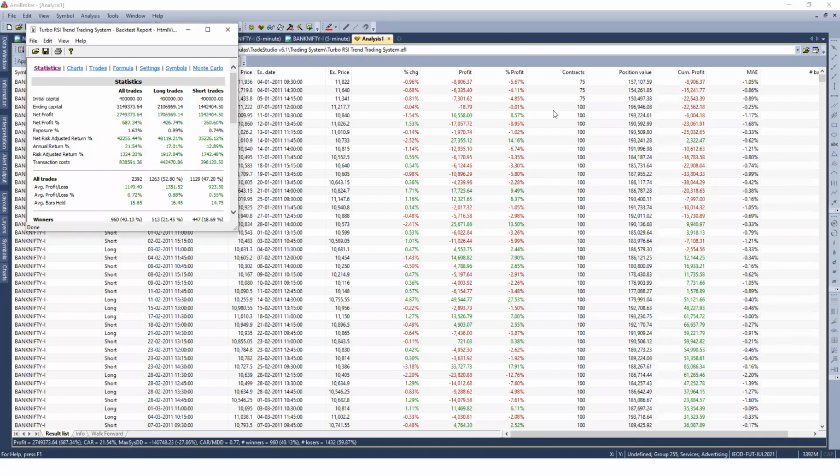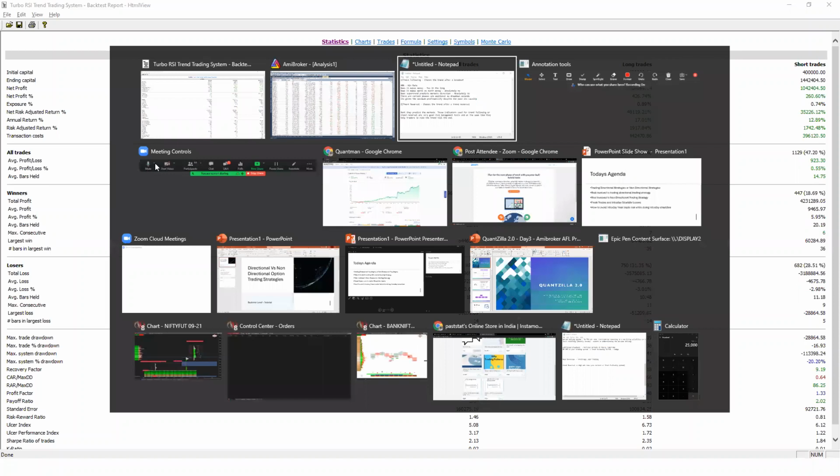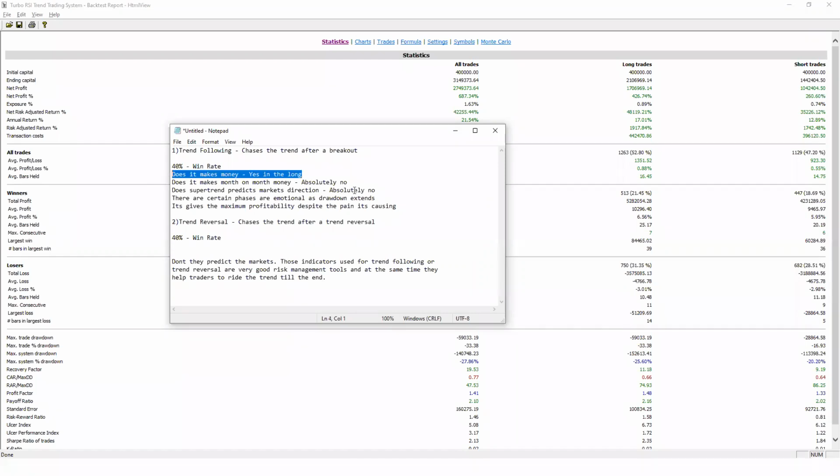Now, what is different here? Nothing is different from the winning rate perspective. It remains the same, right? The number of trades, everything remains the same. So from the trend reversal perspective, why trend reversal? If you ask me, trend reversal will still have the same win rate. Win rate wise, 30%, 40%. Does it make money? Yes, the answer is still the same. But does it make money month on month? Absolutely no. Does it predict the markets? Absolutely no. So these are the same criteria over here.